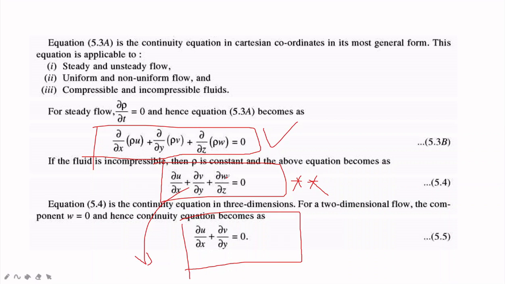Next, the stream function, potential function, velocity function, and another small concept of flow net is there, which I will deal with in the next session. Thank you.